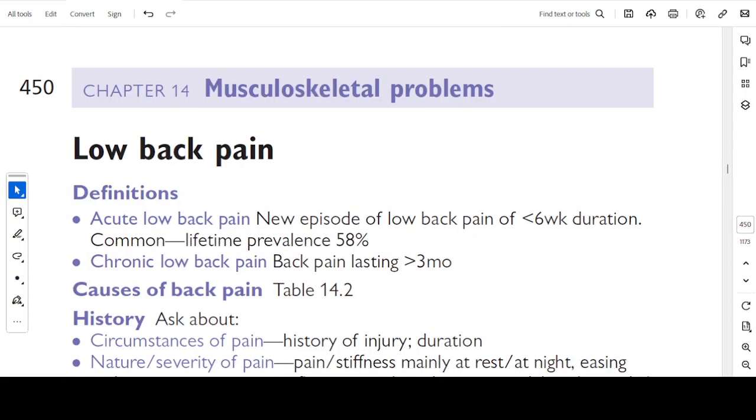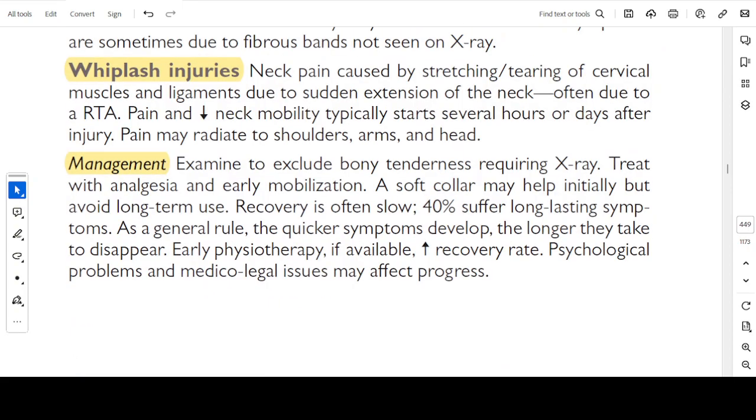Management of a whiplash injury. Examine to exclude any bony tenderness requiring an X-ray. Treat with analgesia and early mobilization. A soft collar may help initially but avoid long-term use.